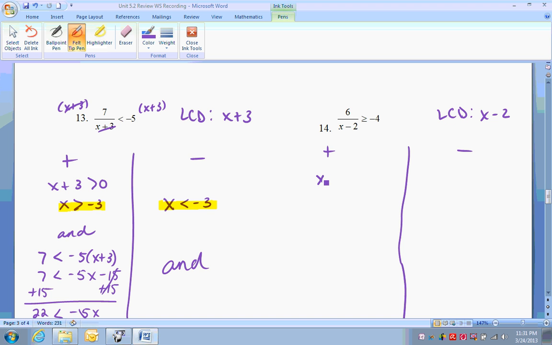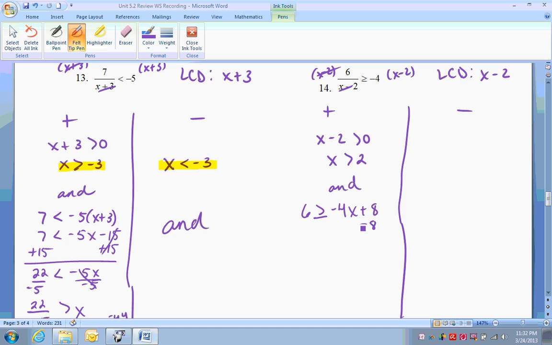So we want to look at if x minus 2 is greater than 0, then x must be greater than 2. And we know that if we multiply both sides by x minus 2, we end up with 6 is greater than or equal to, the sign didn't change because we multiplied by a positive number, negative 4x plus 8.